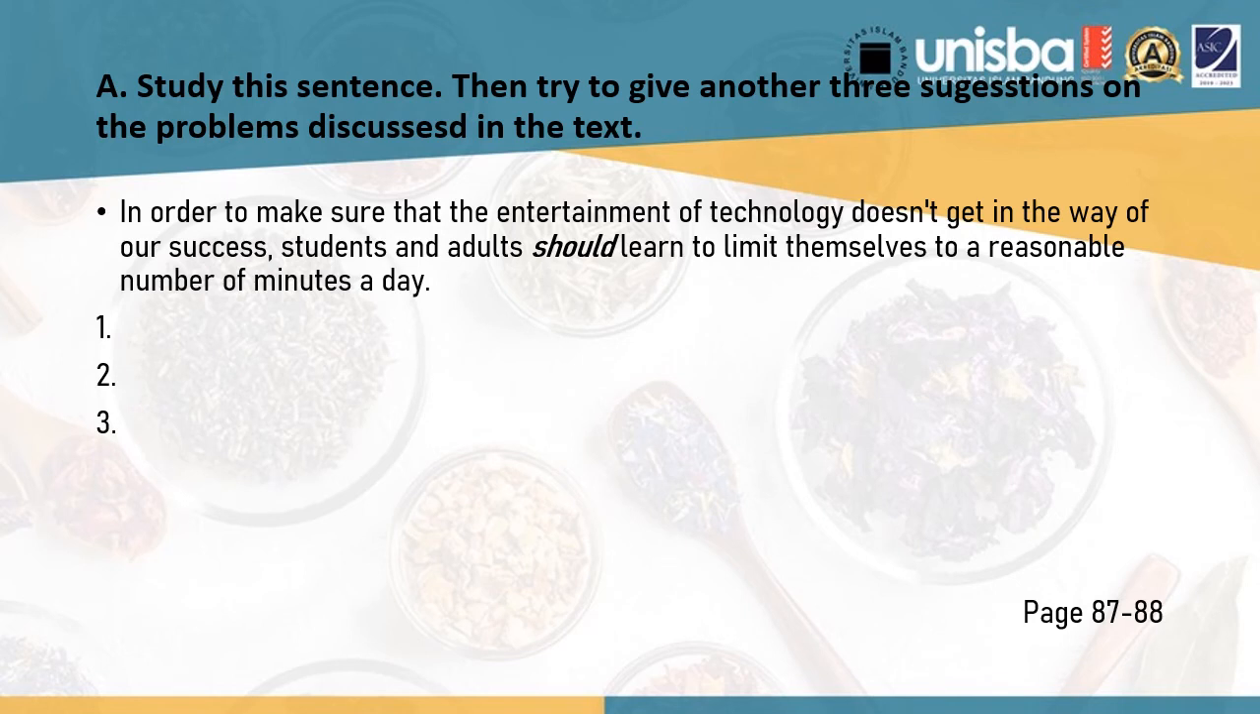So let's see the exercise. You can open your English book and you can see the exercise on pages 87 to 88. So the exercise in A: study this sentence, then try to give another three suggestions on the problem discussed in the text. Okay, so the text already has provided some suggestions, but you can try to find other suggestions about the problem mentioned in the text.